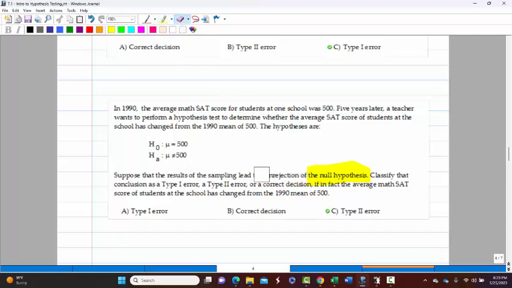We did not reject the Ho. We did not reject the null hypothesis when in fact we should have rejected it. So it's already an error. We should have rejected it in favor of the alternative. So not rejecting the Ho when the Ho is false, by definition, means you've made a type 2 error.